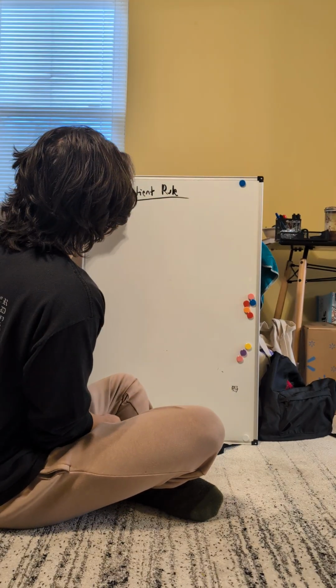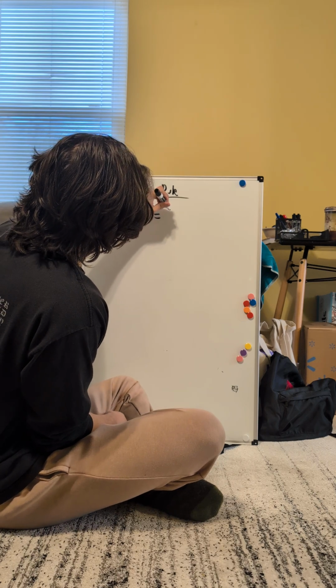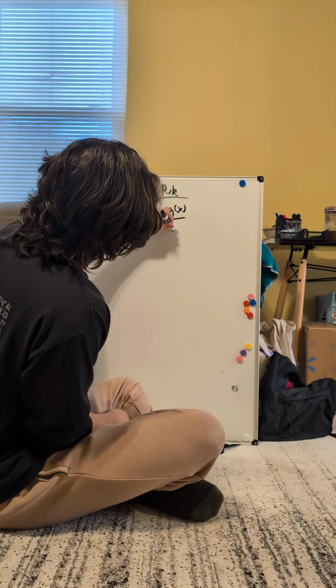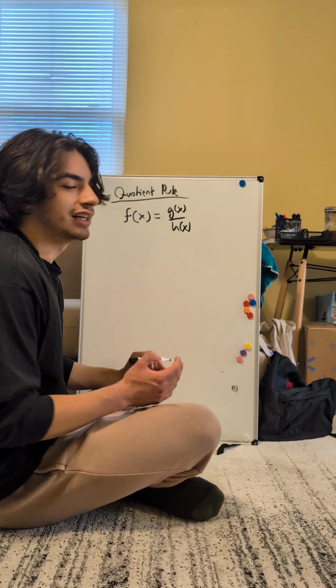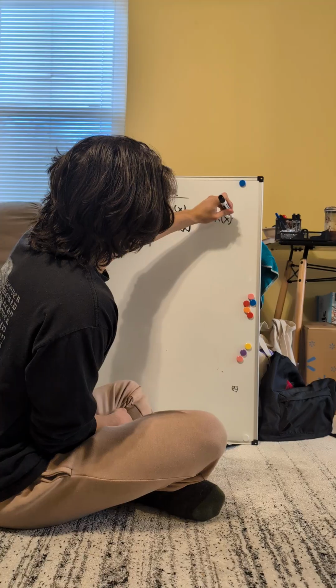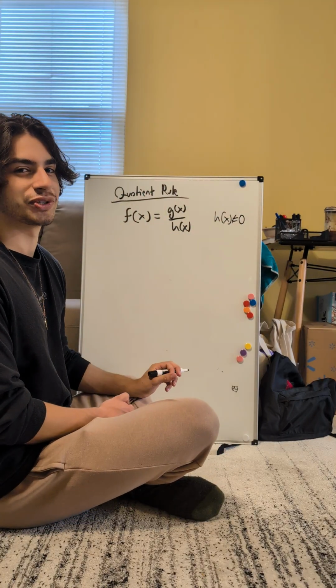Quotient rule. Given a function f of x equals g of x over h of x, the first thing we need to make sure is that h of x does not equal 0, because then the function would be undefined.